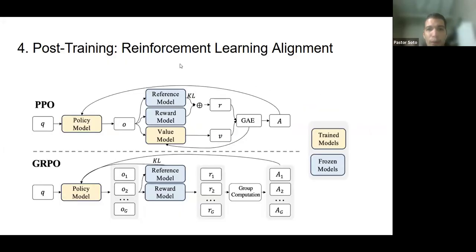So for the post training, they use reinforcement learning alignment, and they use PPO and GRPO. Are there any questions so far?